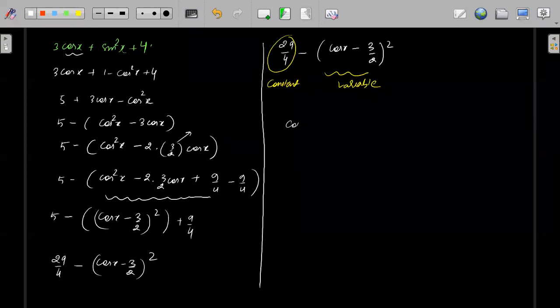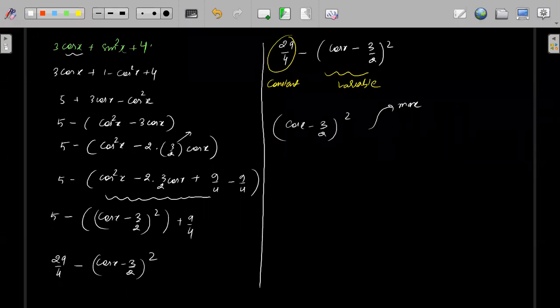So cos x minus 3 by 2 whole square. To find the maximum value, what should be the value of cos x to get this as maximum? Very good. Cos x should be equal to minus 1, because minus 1 minus 3 by 2 whole square will give you, this will become 5 by 2. So this will become 25 by 4. So this will be the maximum value, right? Minus 1. Yes, very good.